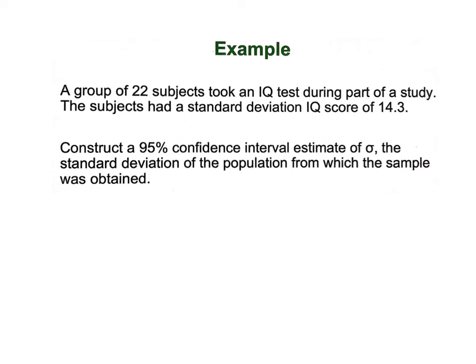All right, quick example. Same example we had a minute ago. A group of 22 subjects took an IQ test during part of a study. The subjects had a standard deviation IQ score of 14.3. Now that is the sample standard deviation. There's our n, which means our degrees of freedom is going to be 21. Directions: construct a 95% confidence estimate of the standard deviation of the population from which the sample was obtained. So look at my numbers here. There's my sample standard deviation. There's my n. There's my degrees of freedom, and I want 95%.